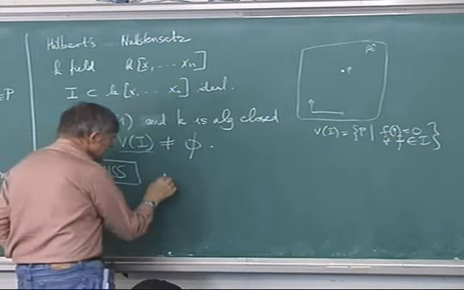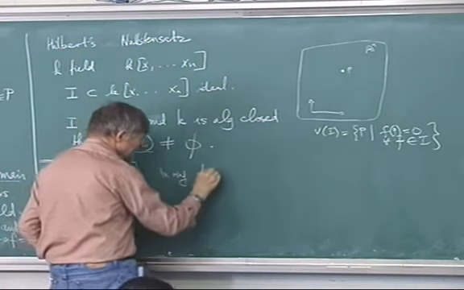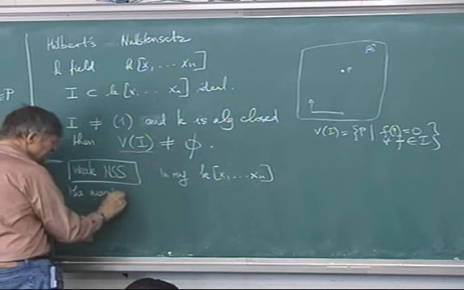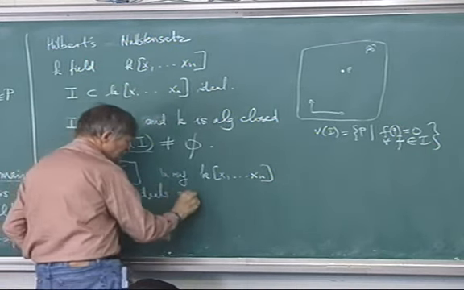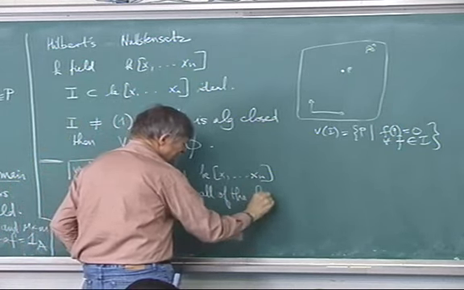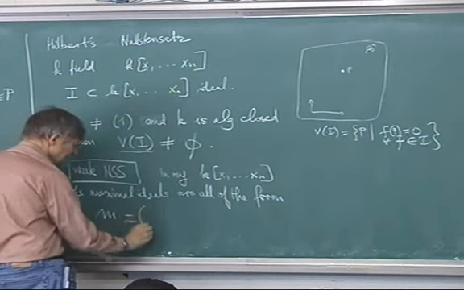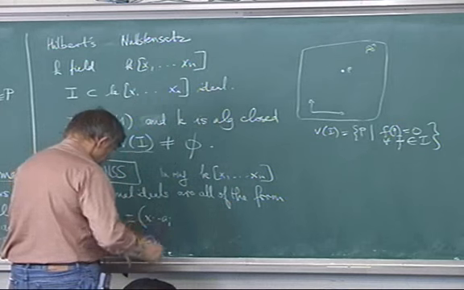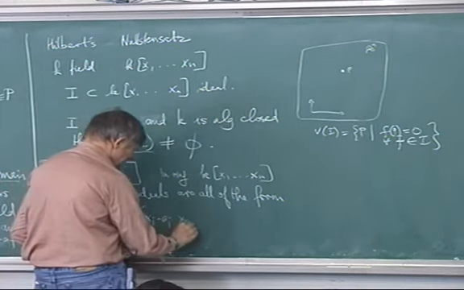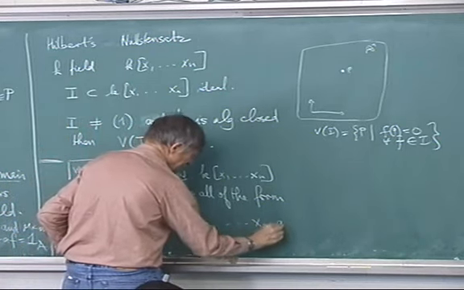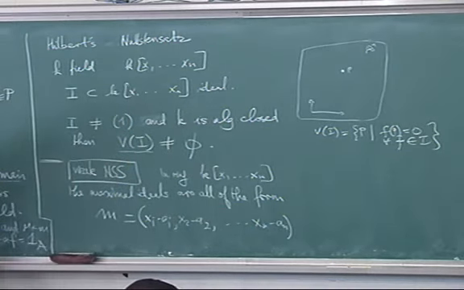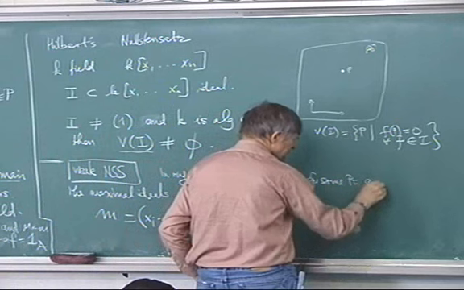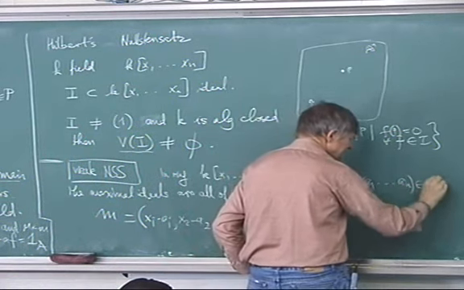Right, and that says that in the ring k[x1, ..., xn], the maximal ideals are all of the form M = (x1 - a1, x2 - a2, ..., xn - an) for some point P = (a1, ..., an) in A^n.